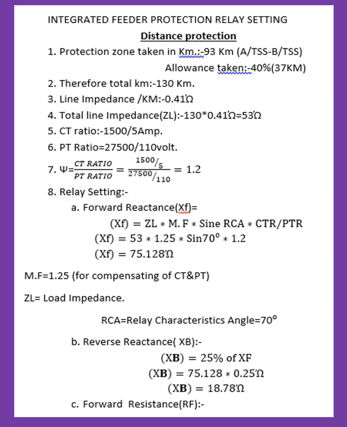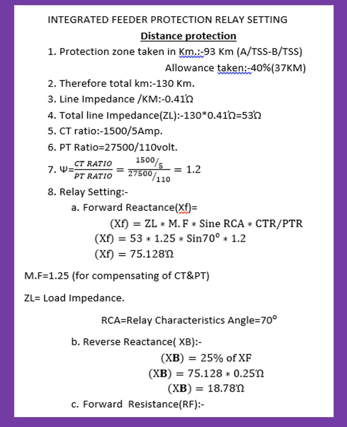The feeding jurisdiction is near about 130 km. It is a double line section, but they have taken single line impedance, that is 0.41, because it is better to take the higher one. So they have taken 0.41 ohm per kilometer. Total line impedance, they have found out: 130 kilometers and impedance per kilometer is 0.41 ohm. So it is coming around 53 ohm.